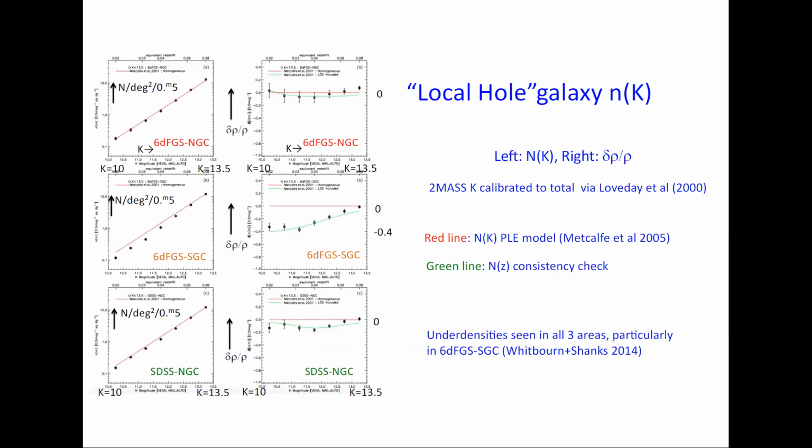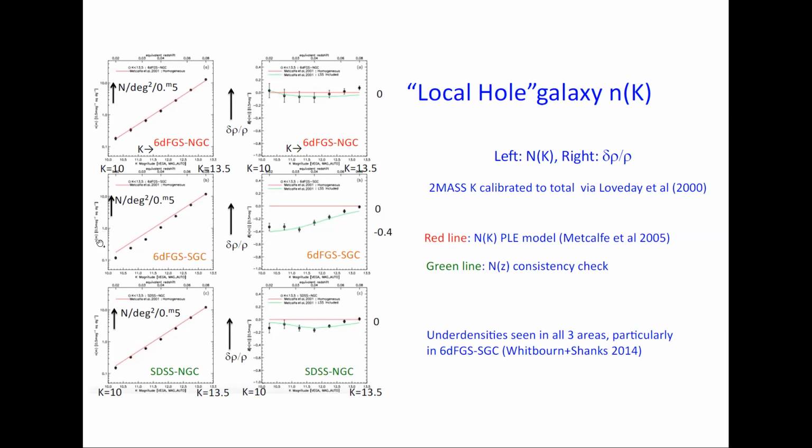So the first thing you look at is the number magnitude counts, number versus K magnitude. So that is this column here. These are number on the y-axis, K on the x-axis. Then you see that you start to see an underdensity, particularly in the SGC area, where the counts are lower than the homogeneous model given by the red line.